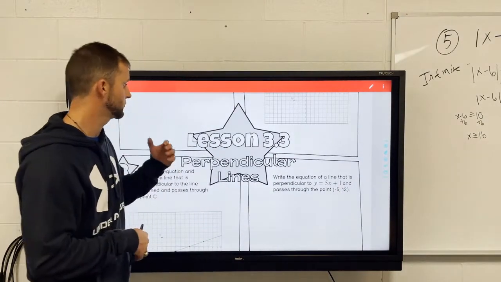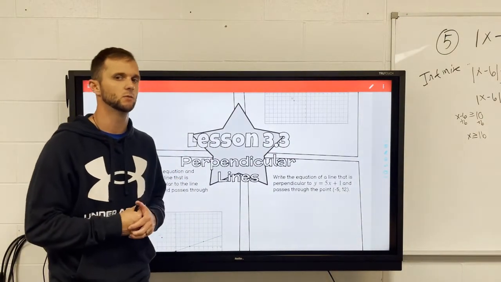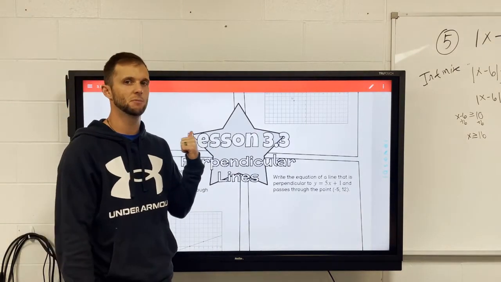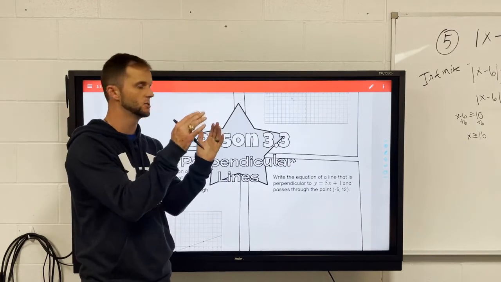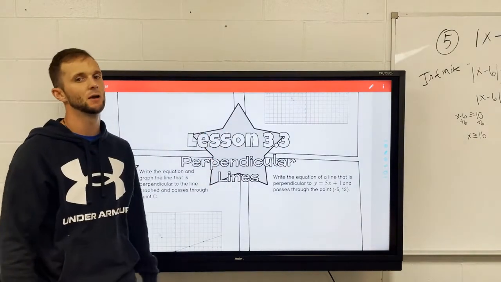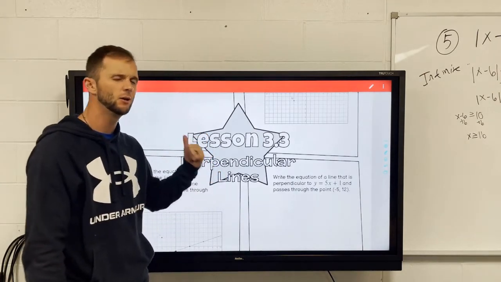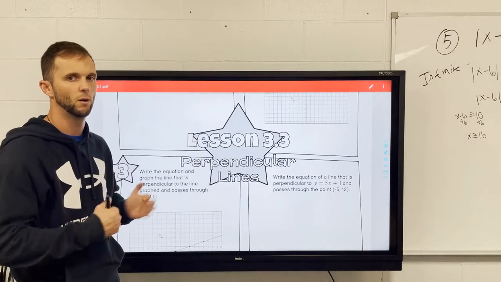So today we're doing 3.3, which has to deal with something called perpendicular lines. In 3.2, you guys talked about parallel, meaning they'll never touch. Perpendicular lines means they're gonna touch, but at a 90-degree angle. We're gonna jump into that, look at some examples, and do some work with perpendicular lines.